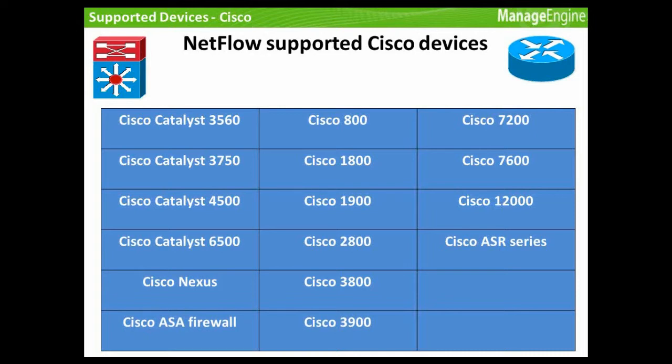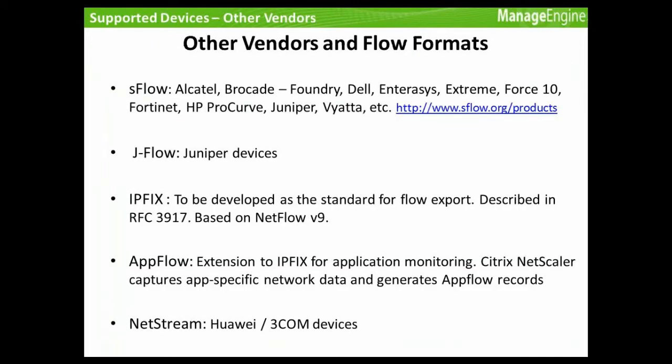But looking at the other vendors, sFlow from sflow.org, that is an open source option, and everybody else that Cisco would have implemented, Alcatel, Brocade, Foundry, Dell, Enterasys, Extreme, Proxim, or what you see on the screen, a long list of names. So all of them and much more than that have actually implemented sFlow. And Juniper devices are seen across the range. They have J-Flow, and then they have sFlow. They even support something called IPFIX, which you can see next. That is going to be developed as the standard for flow export.